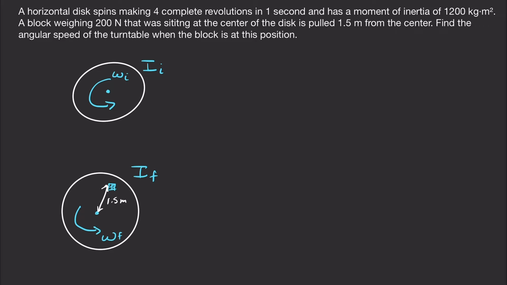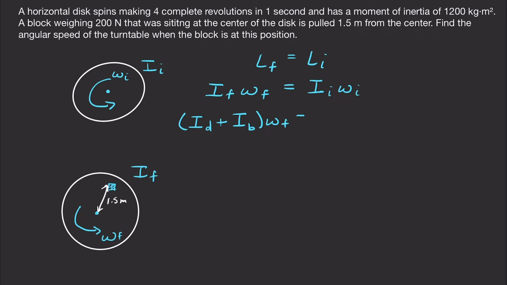So for this, we can use conservation of angular momentum. So typically, if you find that your mass is getting redistributed or your moment of inertia changes, that's a sign for you to maybe try using conservation of angular momentum. So this means the final moment of inertia times the final angular velocity will be equal to the initial moment of inertia times the initial angular velocity. Okay, so at the end, the final moment of inertia will be the moment of inertia of the disk plus the moment of inertia of this block times omega f.